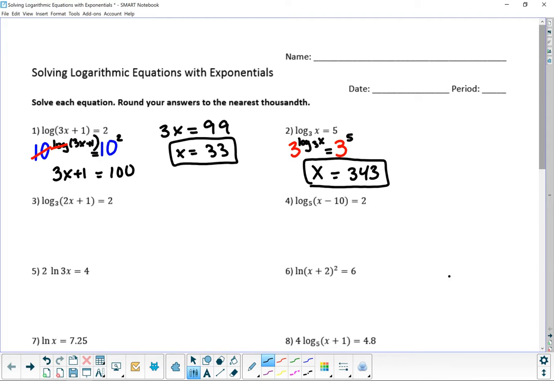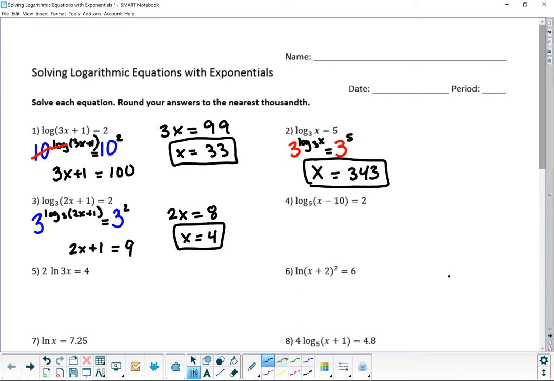Okay. Next one, we've got log base 3 again. So we're going to exponentiate this with base 3 on both sides, and we're going to have base 3 with log base 3 of 2x plus 1 equal to 3 to the second power. Again, by doing that, we've allowed ourselves to just get the argument, and this would be 2x plus 1 equals 3 squared, which is 9. Again, you're going to do what it takes to get to the answer. You're going to subtract 1, so we get 2x equals 8, and then we divide by 2, and we get x equals 4.